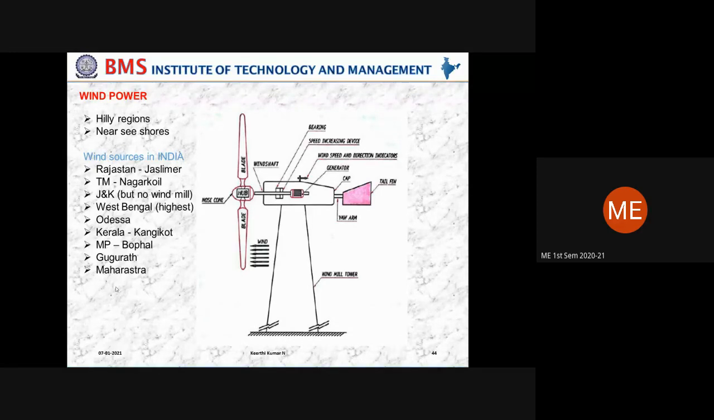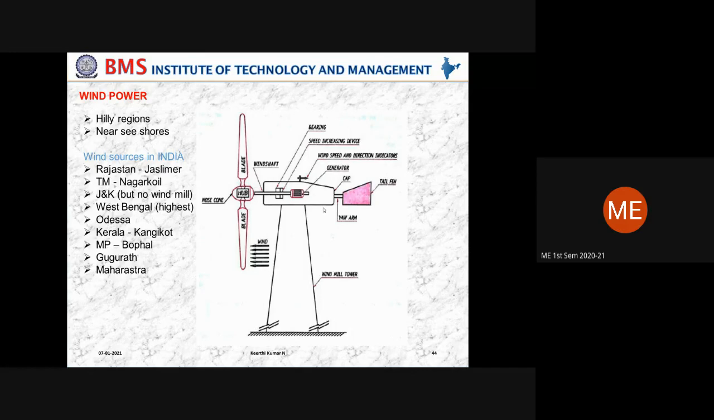If you travel from Bangalore to North Karnataka, there is one place called Chitradurga. There we can see plenty of windmills, not one or two, around 100 windmills, because the wind speed there is almost, I guess, 8 to 9 kilometers per hour. With that wind speed, they are trying to extract the wind energy and convert it into electrical energy.